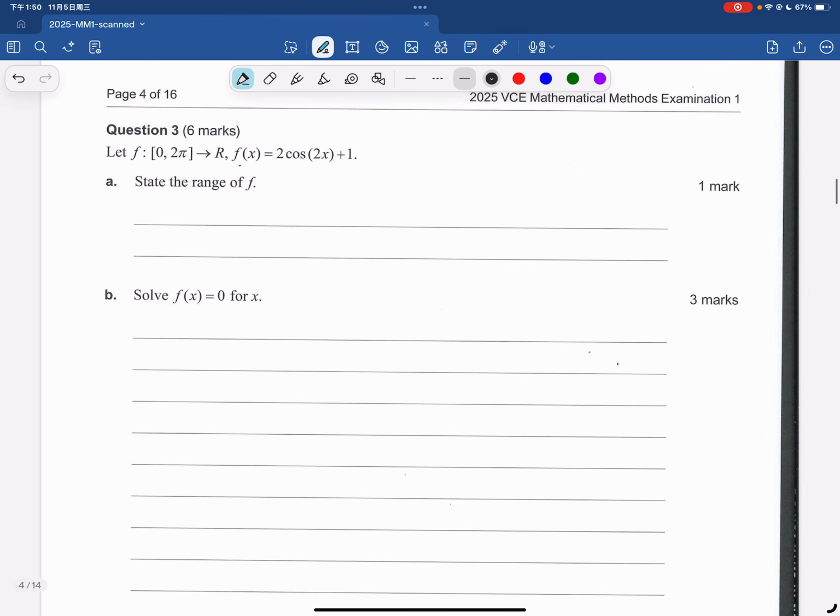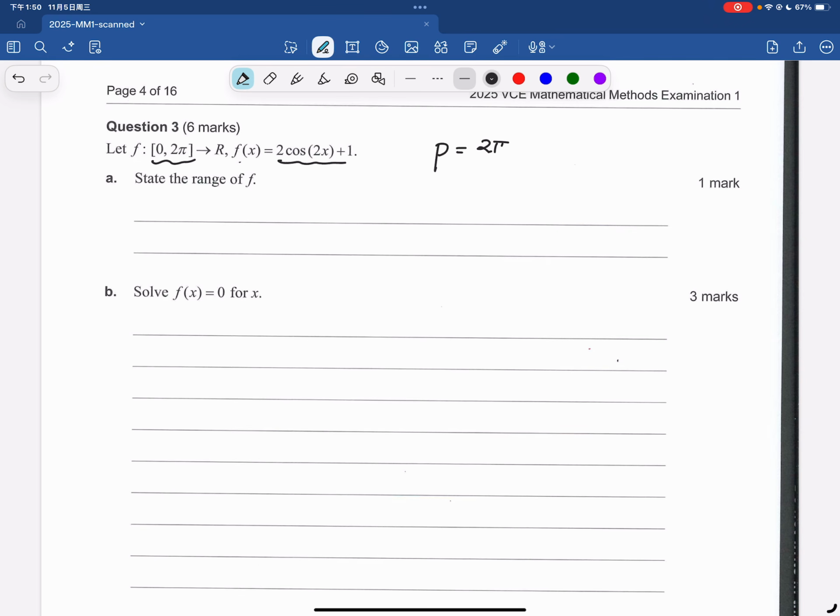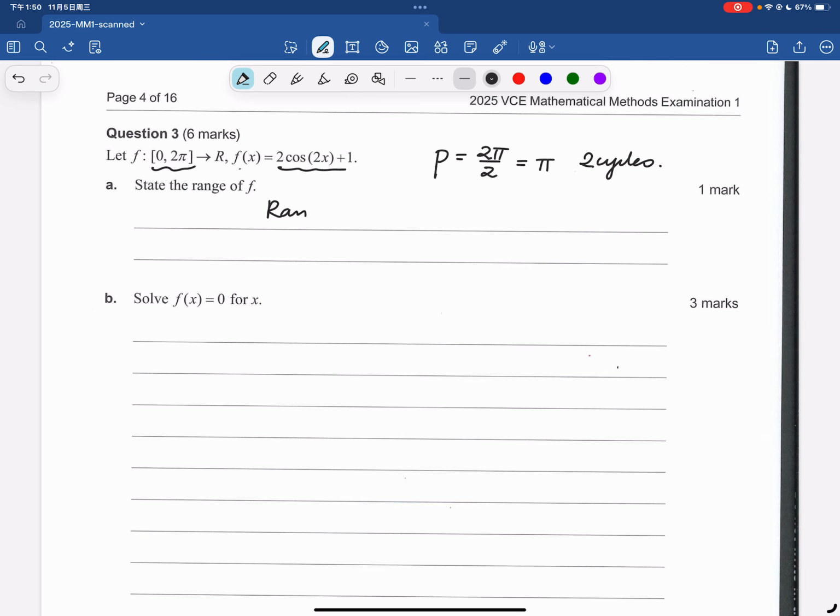Question 3, state the range of f. This is a circular function, 0 to 2 pi. Notice the period is 2 pi over 2, that is pi. So the given domain covers 2 cycles. Therefore, it is enough to say the range of f is the center line take away amplitude to the center line plus amplitude. As an interval, that is minus 1 to 3. Or you can say minus 1 less than or equal to f of x less than or equal to 3.